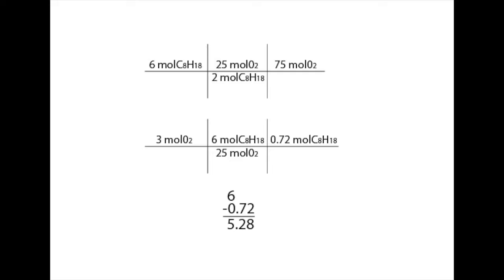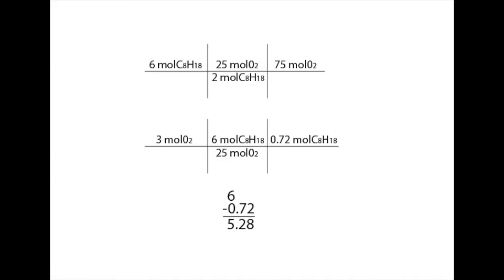We find that it is oxygen by multiplying our 6 moles of octane by our 25 moles of oxygen, and we get 25 from our chemical equation. Next, we divide by our 2 moles of octane, which we also get from the equation. Once we have found our limiting reactant, we use that and multiply 3 moles of oxygen gas by 6 moles of octane gas and divide by 25 moles of oxygen gas.